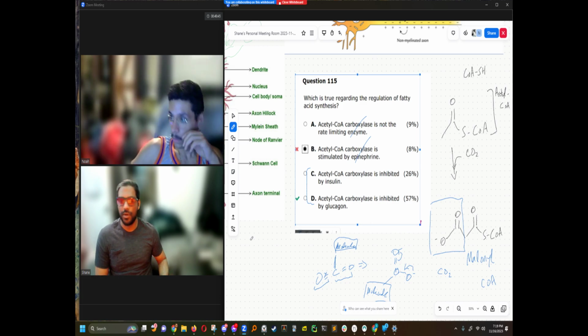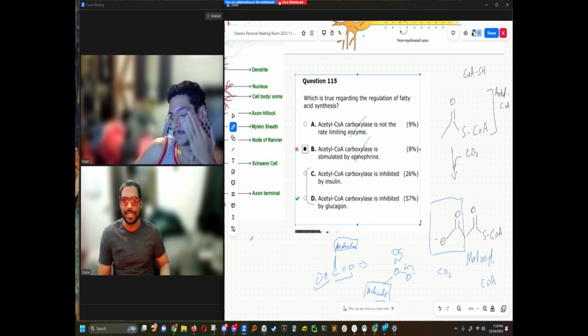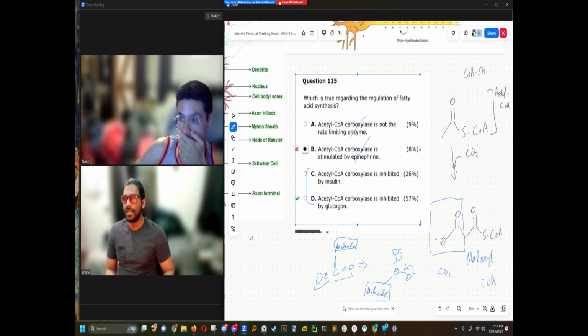So now, if we're thinking about fatty acid synthesis, we want to see: is this going to be something that happens when you have too much sugar in your blood, or something that happens when you have too little in the blood?